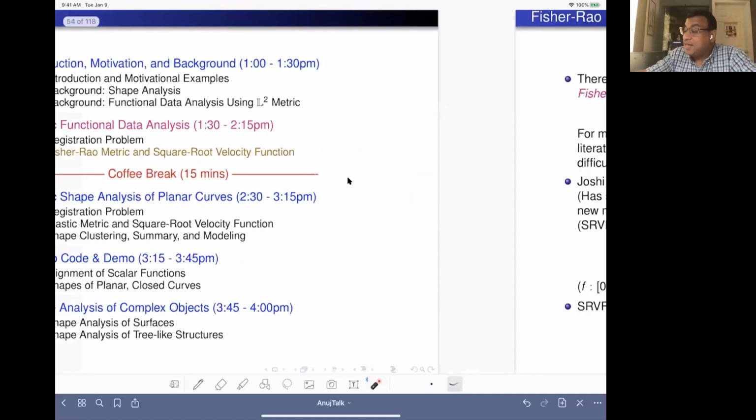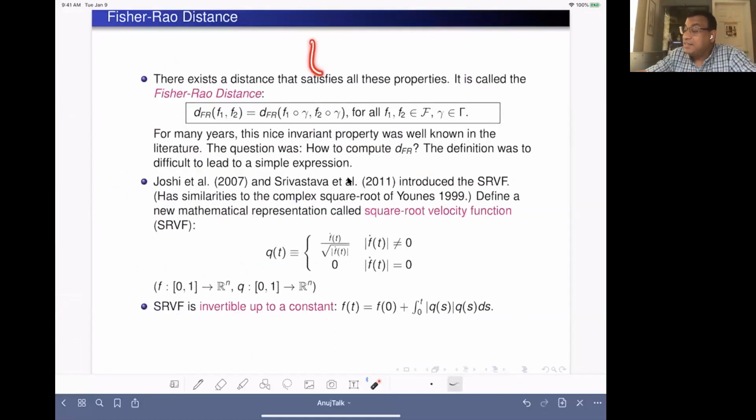So the point is that we will completely abandon the L2 norm. We'll come up with a new distance, and the new distance will have some properties. And the most important property it will have is this. It's called invariance of the group action. If I take two functions, so let me do it via this picture.